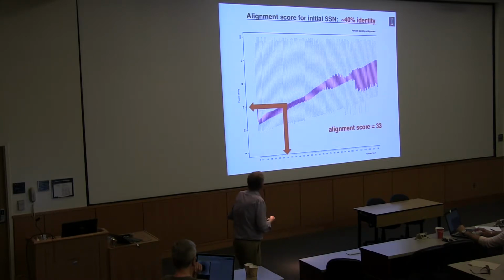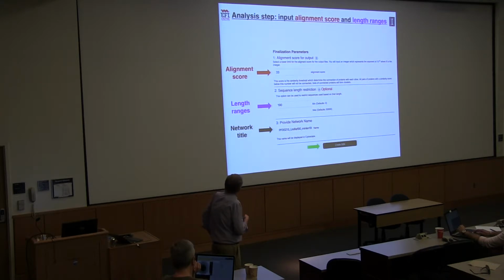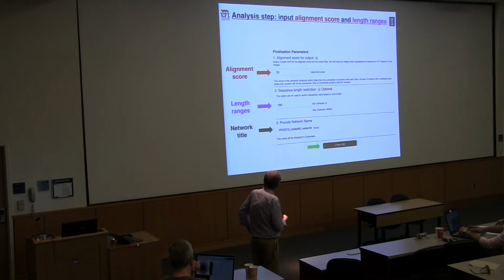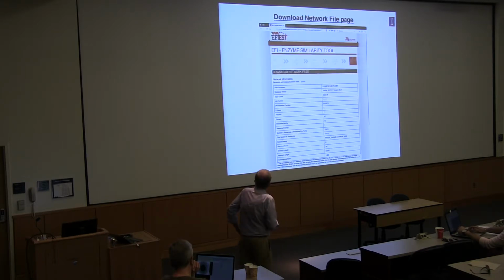So on the same page, this is where you put in the alignment score. This is going to draw edges only if the percent identity is greater than 40% for this particular set of data. You can specify minimum and maximum length. You have to put in a name for your network that'll appear in Cytoscape, and then you hit go, all right? When that is done, you get a download page.